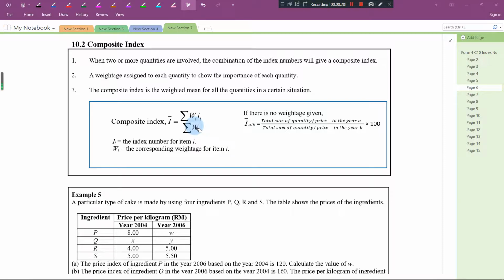Sometimes we are not given the weightage, then we will use another formula. Take the total sum of quantity or price in that particular year divided by the total sum of quantity or price in the base year, and then we have to times 100. Okay, now let's look at a few examples.